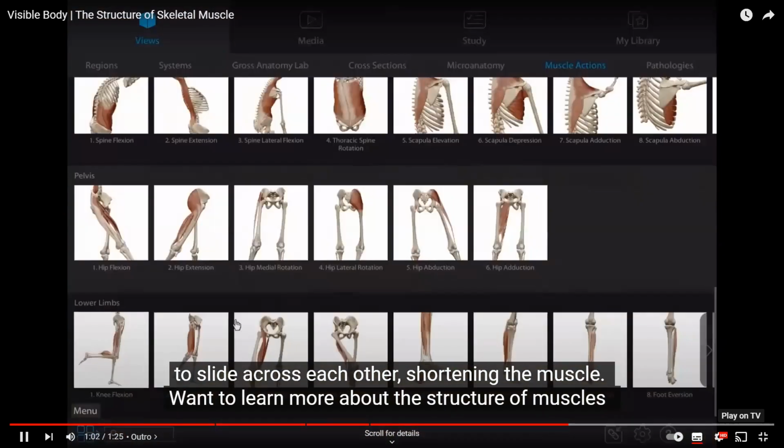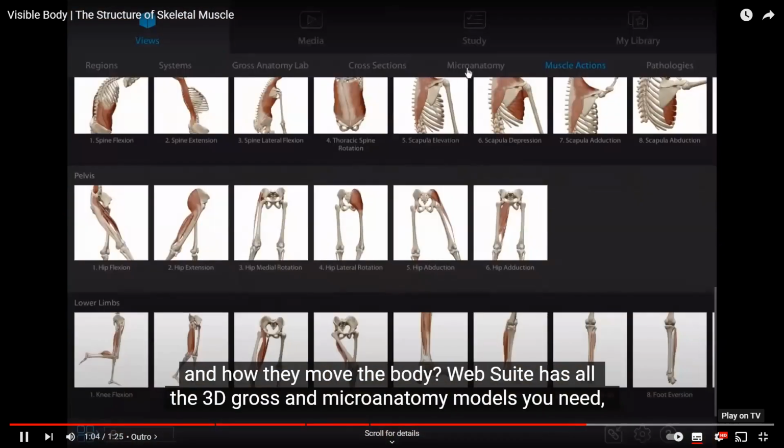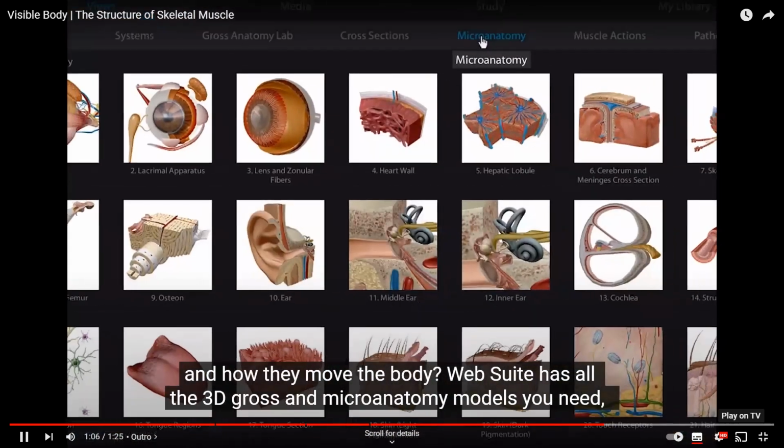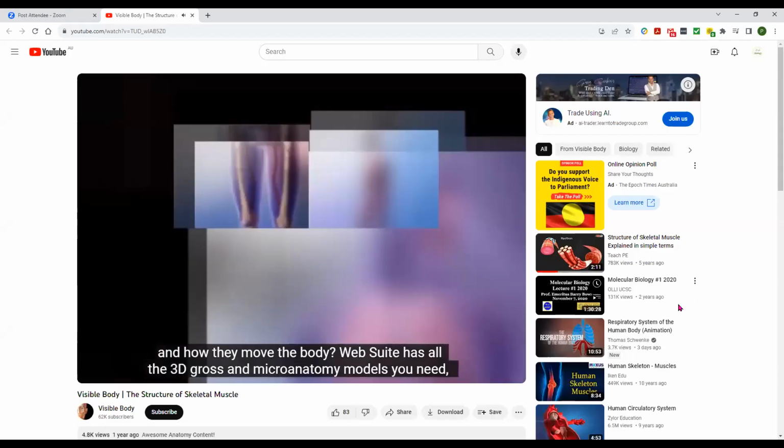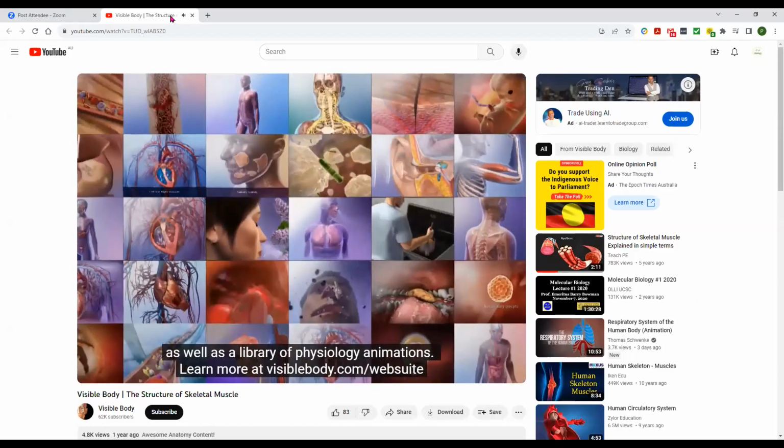Want to learn more about the structure of muscles and how they move the body? WebSuite has all the 3D gross and microanatomy models you need, as well as a library of physiology animations.